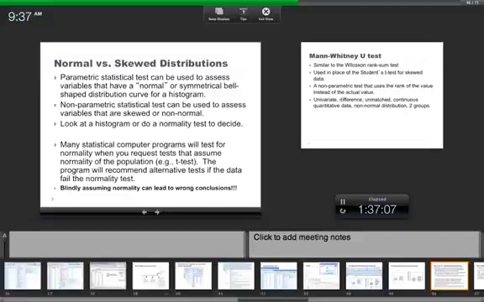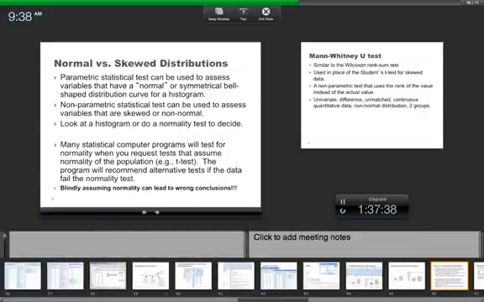For myself, I like to look at the box plot. That would give me a good idea about that. Many statistical programs will test the normality when you request a test that assumes normal distribution, for example, the t-test. The program will recommend alternative tests if the data fails the normality test. Okay. So blindly assuming normality can lead to wrong conclusions.